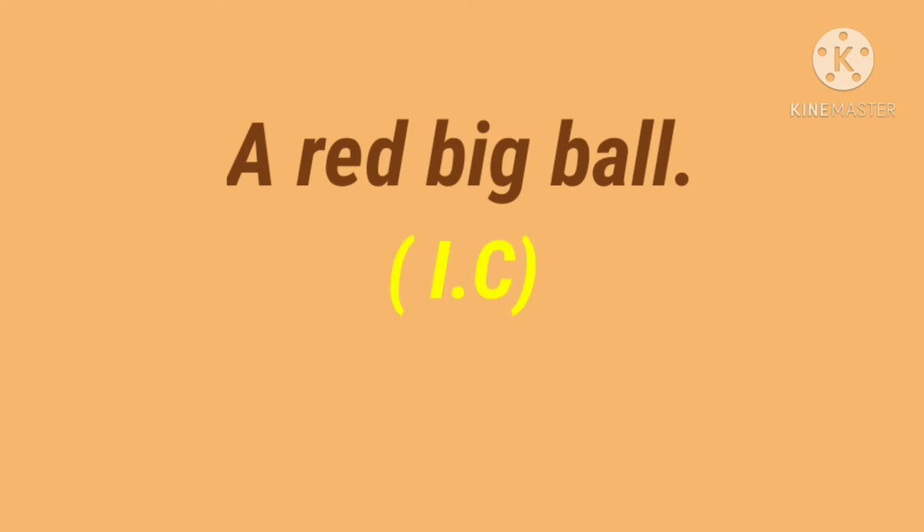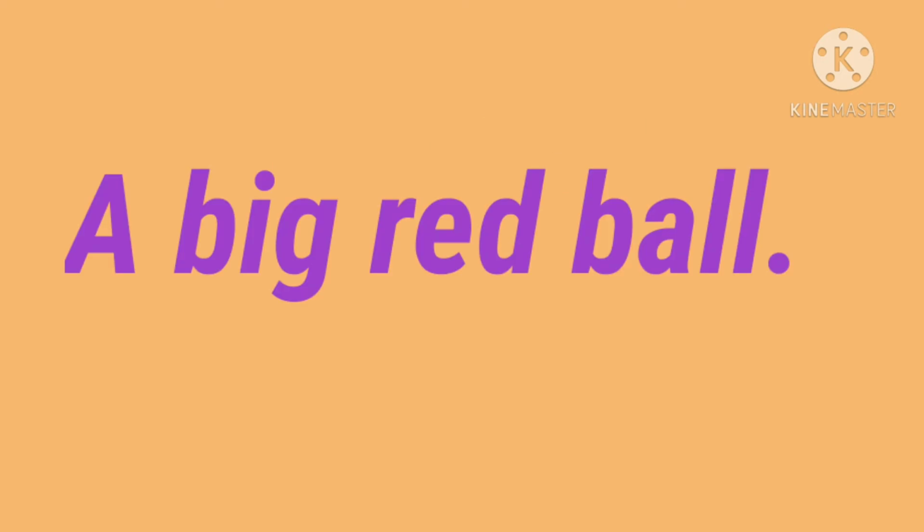Wrong. Why? Because red refers to the color and big refers to size. According to our order, first we write the size of the noun and then only we write color. So what is the correct answer? A big red ball is the correct answer.